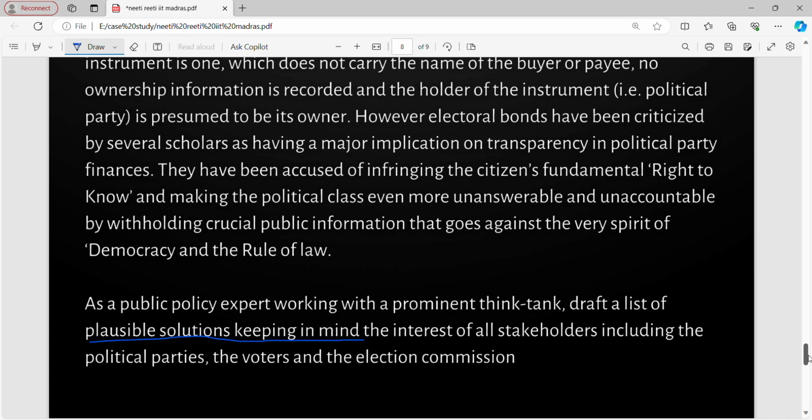So that is what electoral bond means. But do check other study materials for more clarification on this particular concept.